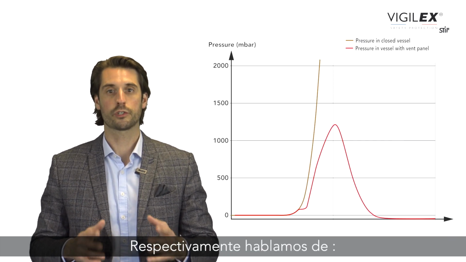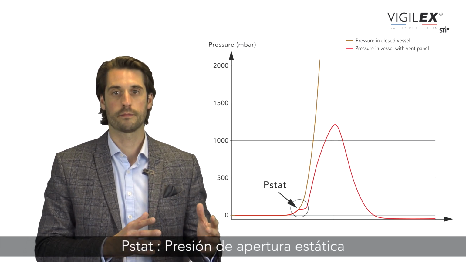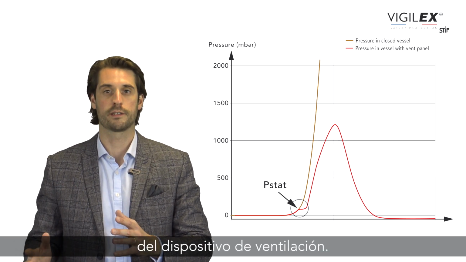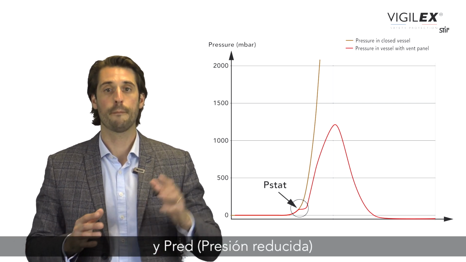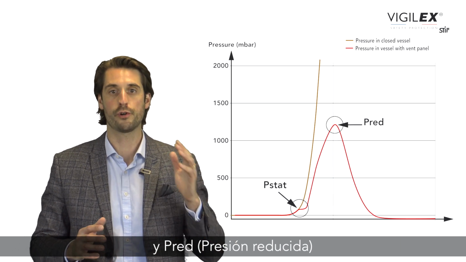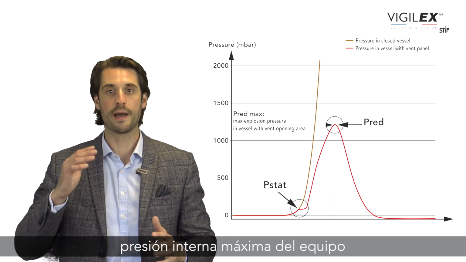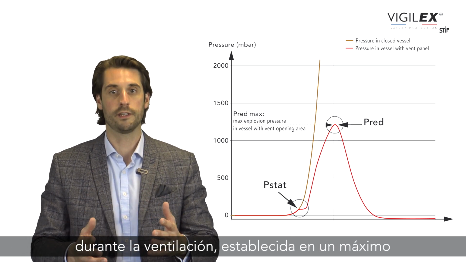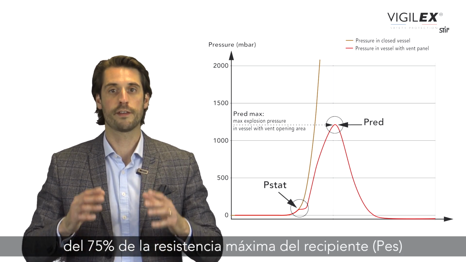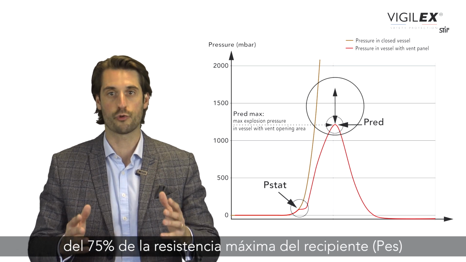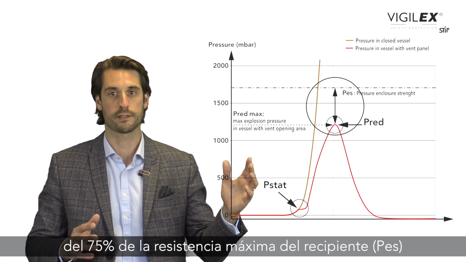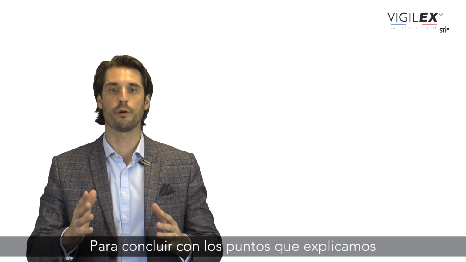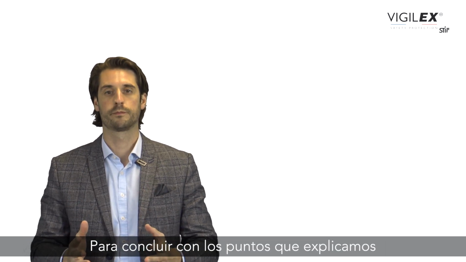Respectively, we talked about P-stat, the static opening pressure of the venting device, and P-red, pressure reduced. It is the maximum internal pressure of equipment during venting, set at a maximum of 75% of the ultimate strength of the enclosure, the PES. Let's do a short recap of the key points we just described.